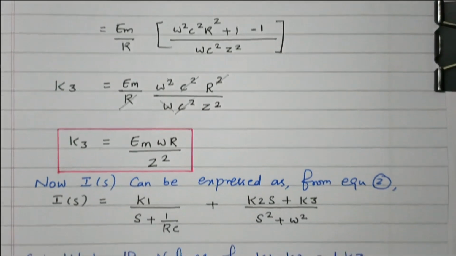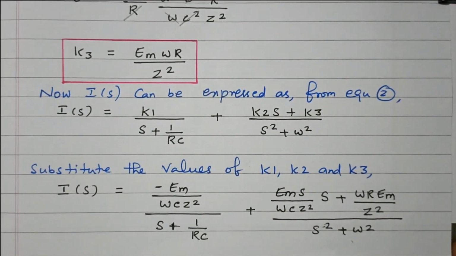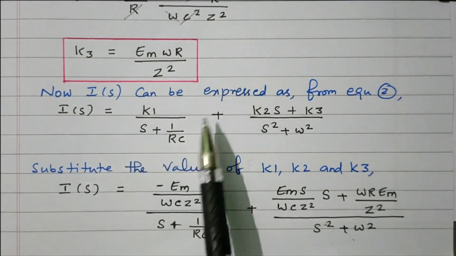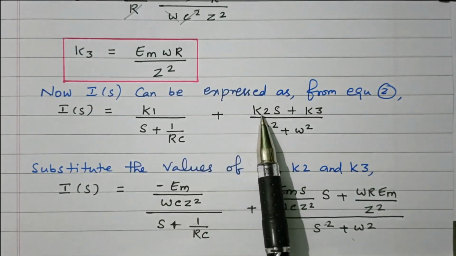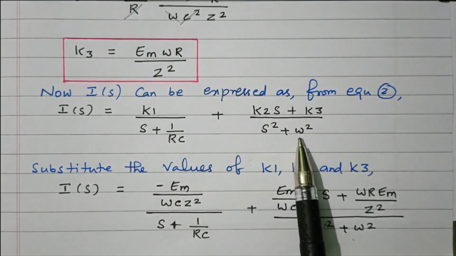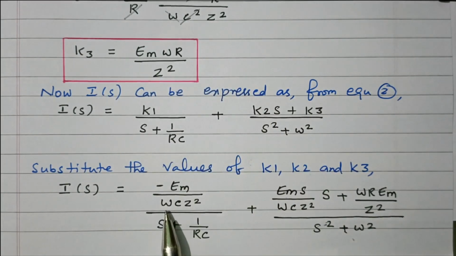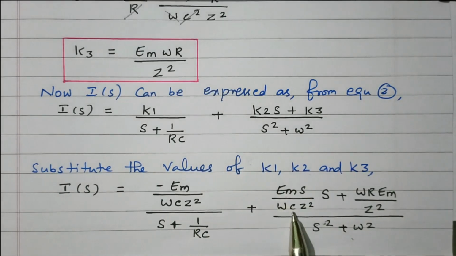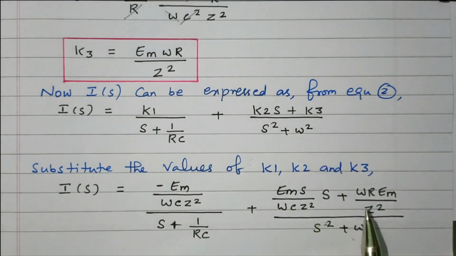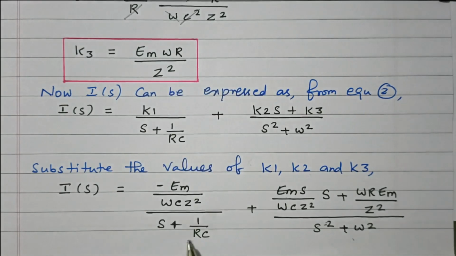Now we'll consider equation 2, then we'll substitute all three constants K1, K2 and K3. So equation 2 is K1 divided by S plus 1 by RC, plus K2 S plus K3 divided by S square plus omega square. Now we'll substitute K1 as minus Em by omega C Z square, K2 as plus Em by omega C Z square, and K3 as omega R Em divided by Z square, what we calculated. Now we'll go for the further simplification.